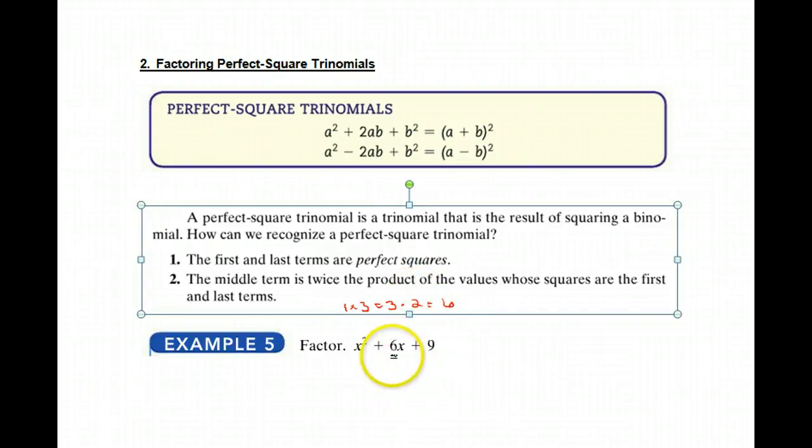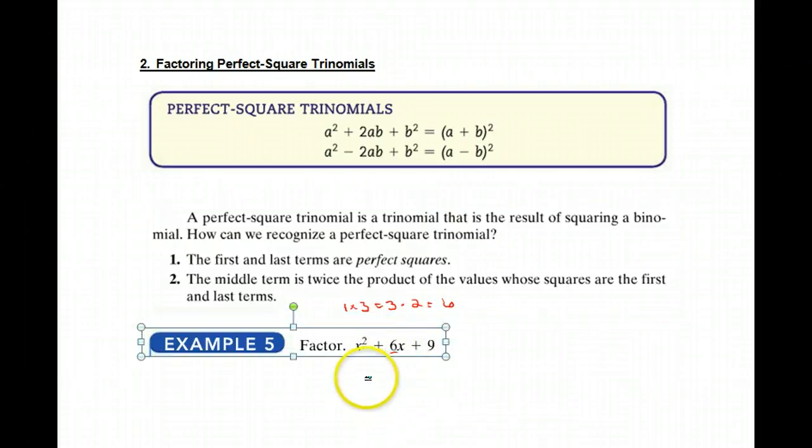If we end up with the value of b when we multiply the square root of the first and the square root of the last together and double it, then you have yourself a perfect square trinomial. So that means that you can write a quantity squared. You take the square root of the first term, which is x, the square root of the last term, which is 3, and the sign of the term in the middle, which is positive. And we're done.